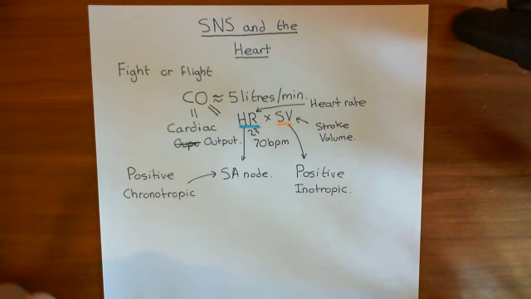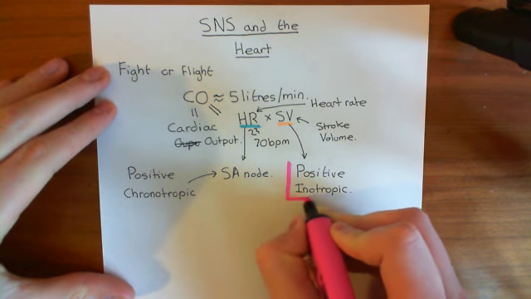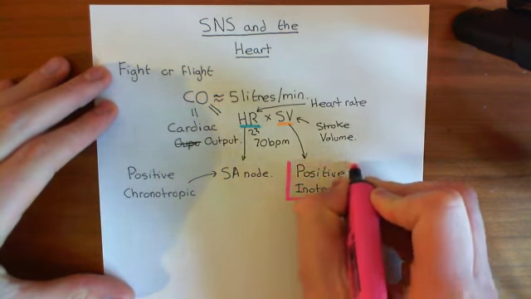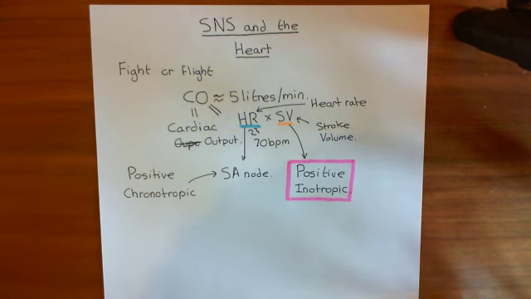Now, we're going to tackle both of these, and we're going to take on the bigger one first, which is positive inotropic effects. We're going to take on positive inotropic effect first, and then we'll talk about positive chronotropic effect later. Now, before we actually begin talking about the positive inotropic effect, what I want to do is discuss with you a little bit more about the sympathetic nervous system.